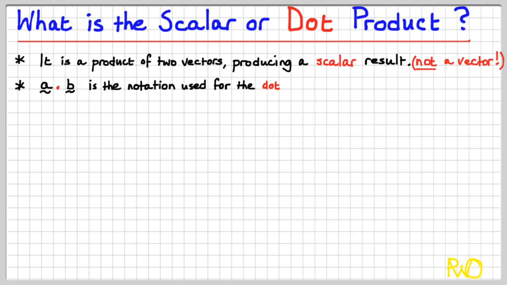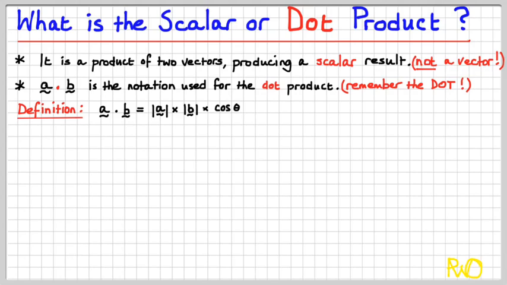So A dot B is the notation used for the dot product. Remember the dot, please. Don't forget the dot, and do a big, nice, clear dot so it's clear what you're doing, okay? Definition: A dot B, where A and B are two vectors, is equal to the magnitude of A times the magnitude of B times cos of theta, where theta is the angle between them.